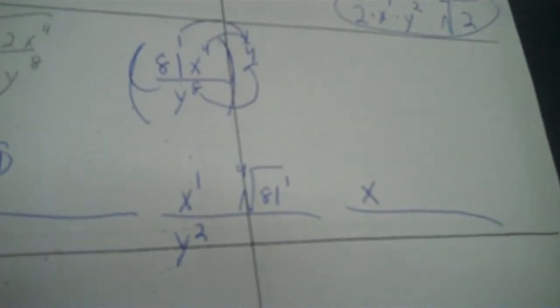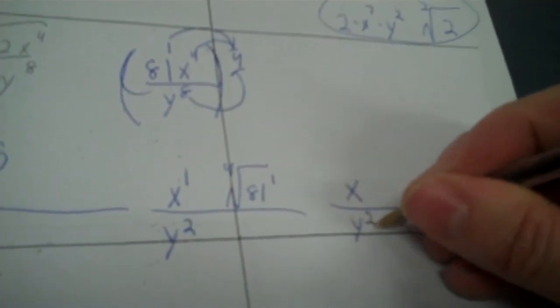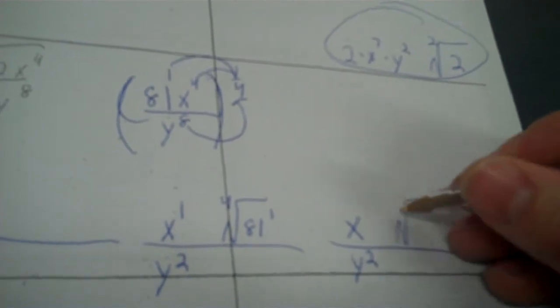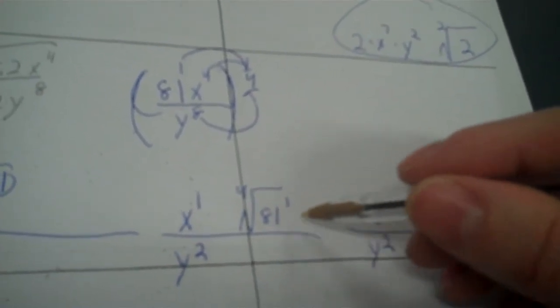Now simplify the outsides. X to the 1st, you could put x. Y to the 2nd would stay to the 2nd. I'll put my radical 4. Are there any letters or variables inside? Nope. So simplify the number that's inside. 81 to the 1st is 81. So the 4th root of 81 is 3.